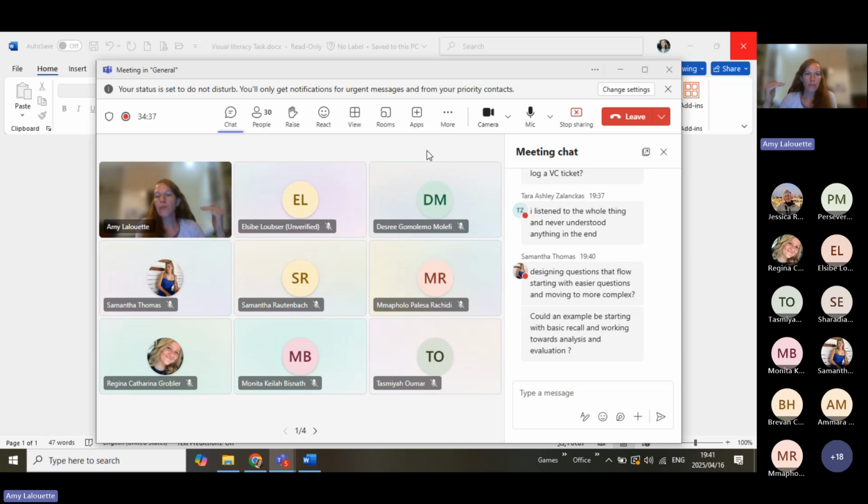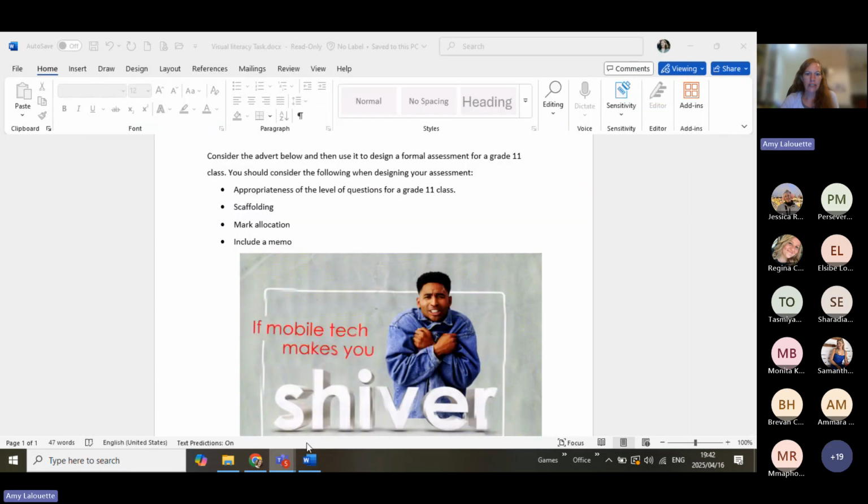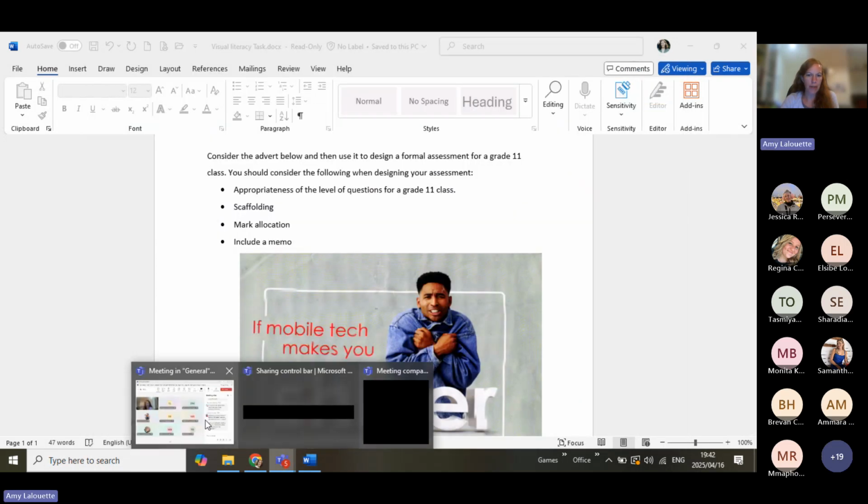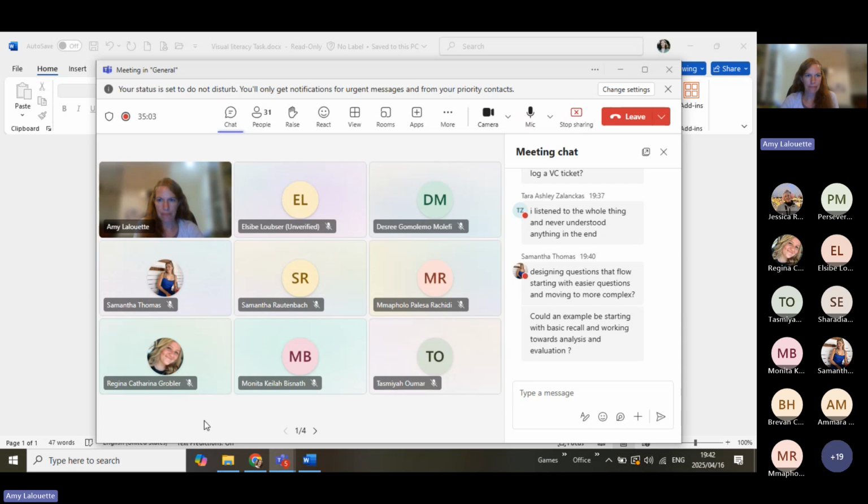With grade 11, you're probably not going to start with recall. You're probably going to start with the next level up. With grade 10s, you'll have more lower order questions. With grade 11s, you'll have more higher order questions. And then you will include a marking memo. Okay. Any other questions about the ICE tasks?